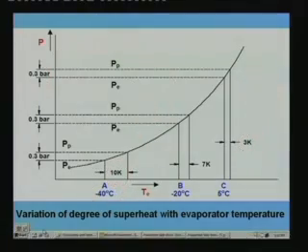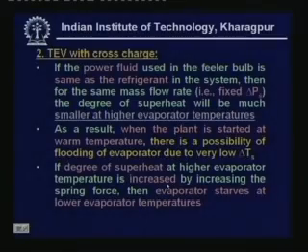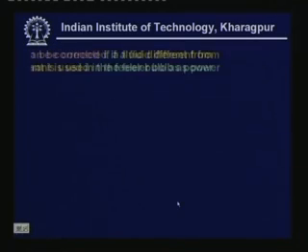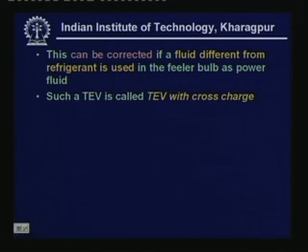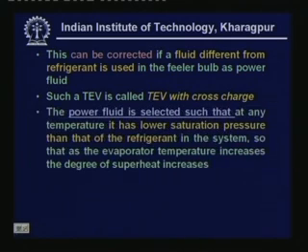So what is the solution? All this is happening because we have used the same fluid in the feeler bulb as that of the refrigerant system. Okay. So one alternative is to use a different fluid in the feeler bulb. That means the problem can be corrected if a fluid different from the refrigerant is used in the feeler bulb as power fluid. Such a thermostatic expansion valve is called a thermostatic expansion valve with cross charge.